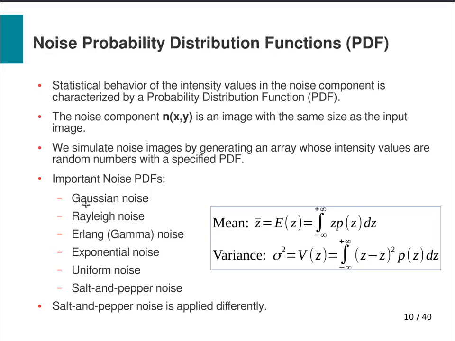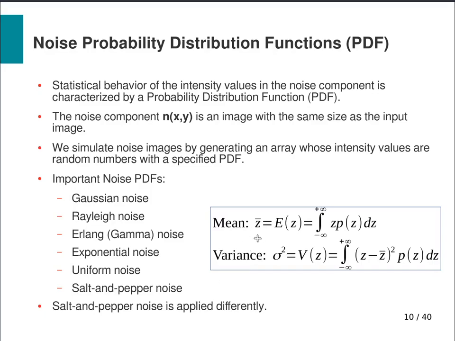Out of these six, the first five, from Gaussian to uniform noise, are applied to the image exactly similarly. You can create a noise component and then add it to your original image. The salt and pepper noise is applied a little bit differently, which I will go over in a later slide. Each one of these PDFs can be modeled based on two variables: the mean value of the PDF, and the variance.